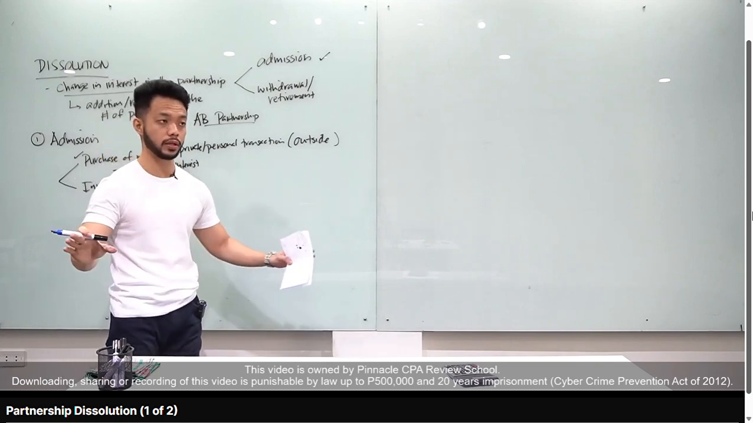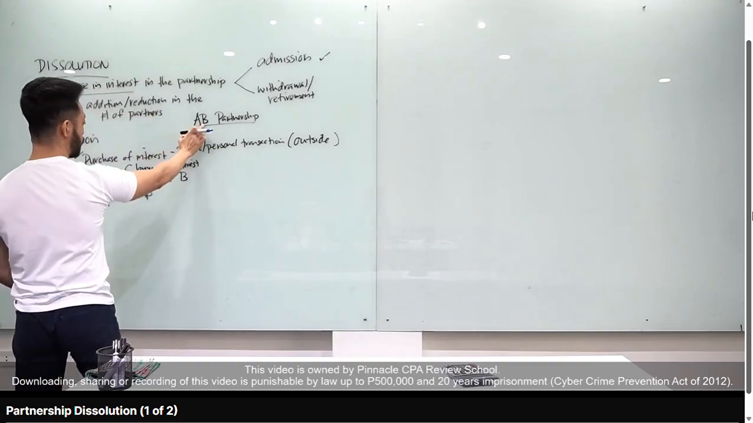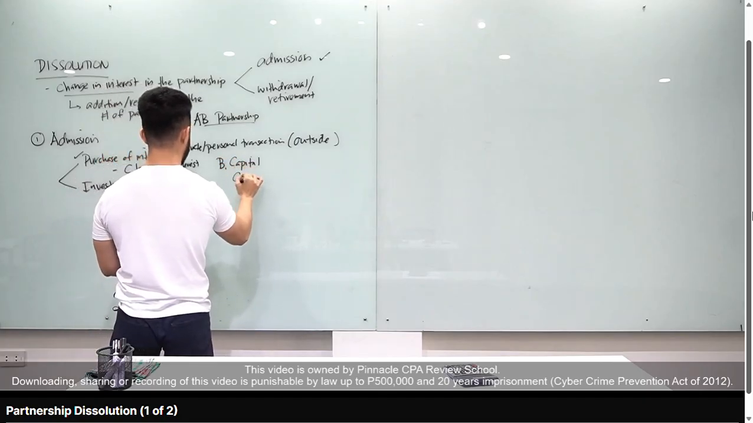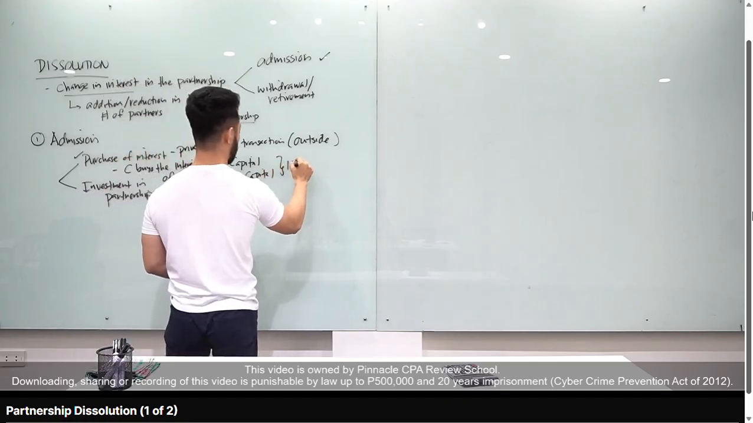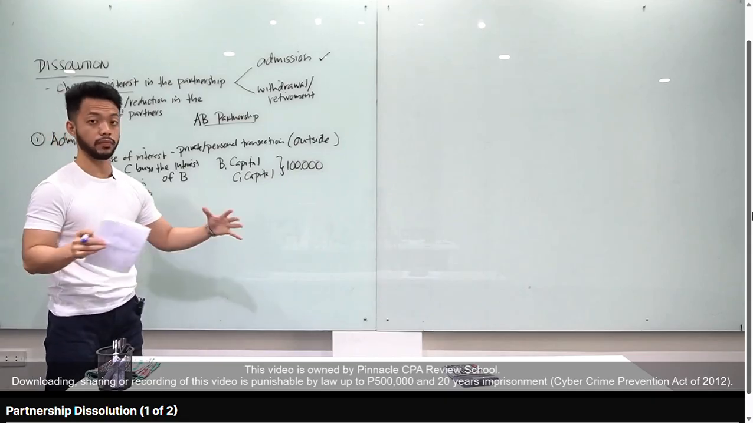Pero hindi ibig sabihin nun na totally walang journal entry sa books of partnership. Merong entry yan. Since si C, bibili niya si B, mawawala na si B sa books of partnership. Debit B capital, credit C capital. For example, yung balance ni B is 100,000. Right? Pero kahit magkano yung binayad ni C kay B, hindi mag-reflect yung cash sa books.